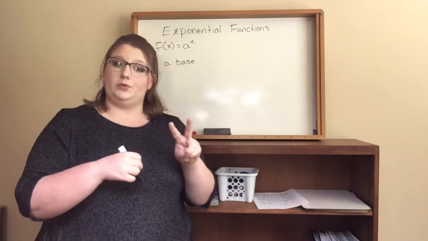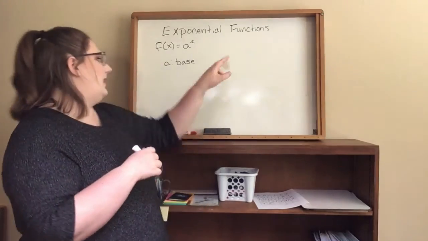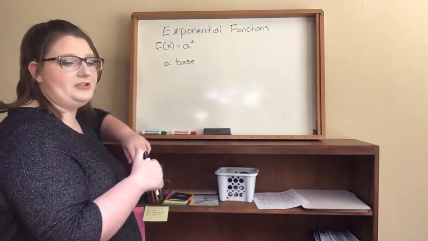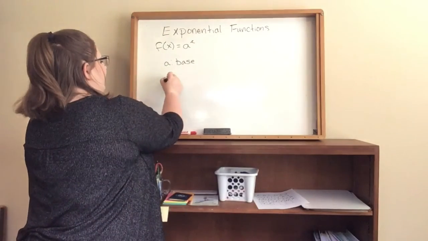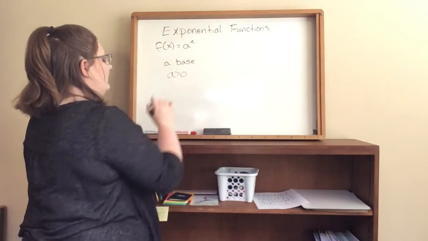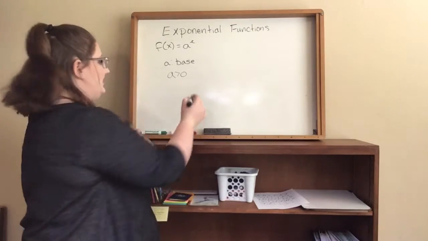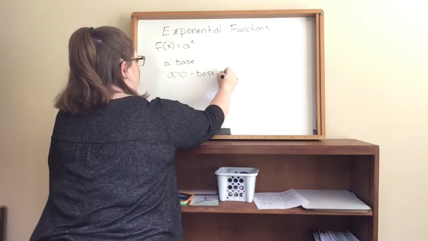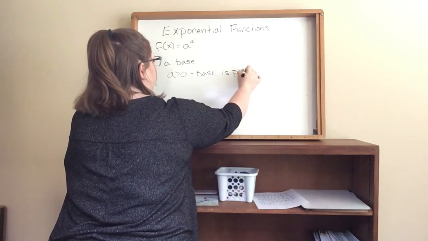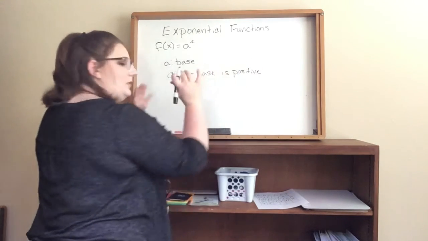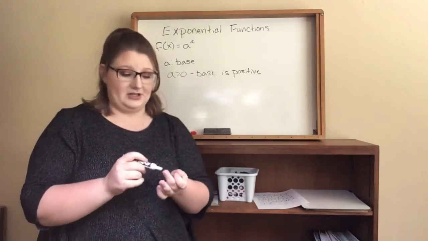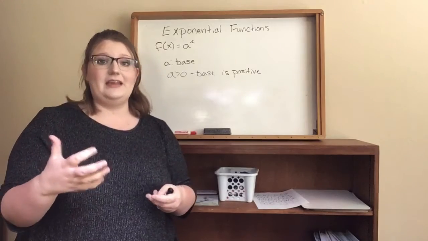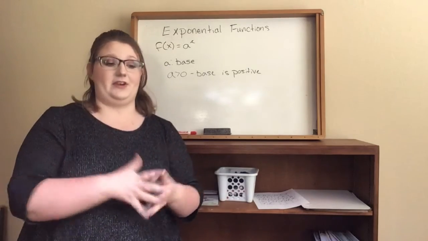Now we have two rules that have to apply to the base here. So our rules for our base, first of all, a has to be greater than 0, which means the base has to be positive. So the base is a positive number. So that's just one of the rules we have for the base of an exponential function. It can't be a negative number. It has to be positive, and it can't equal 0, so it has to be greater than 0.